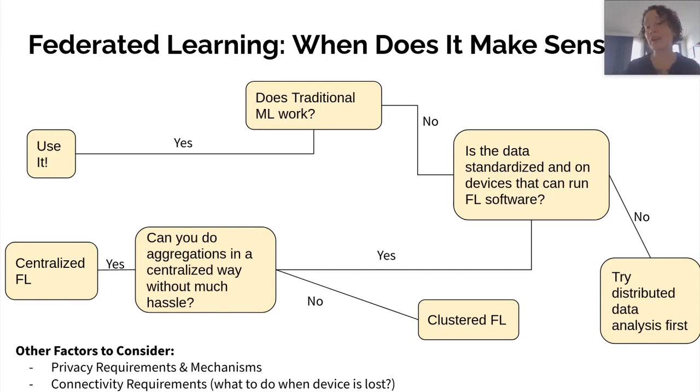If not, I would recommend that you try distributed data analysis first, which is essentially trying to ask questions or query the data on the devices and then sending just the aggregate summations or counts or things like this back to a central location, and then have your data team, or if you're a data person yourself, take a look at it and start answering the questions.